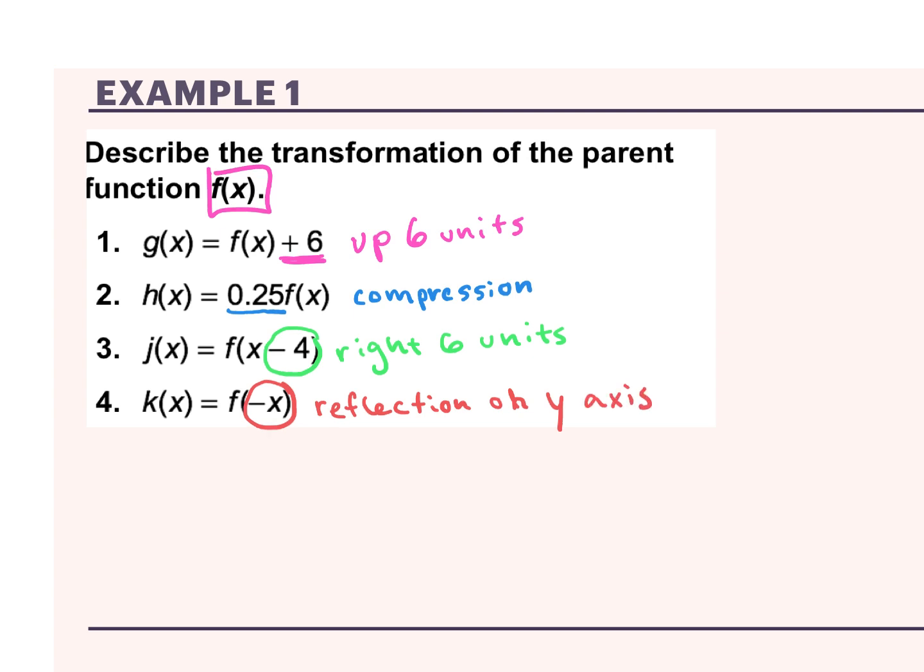So for your homework, your questions are going to look like these. Some of them will have more than one transformation happening to it. So you just have to write all the transformations that are happening to your function. So we'll look at the next page, and that has more than one happening to each. But your homework will look like this.